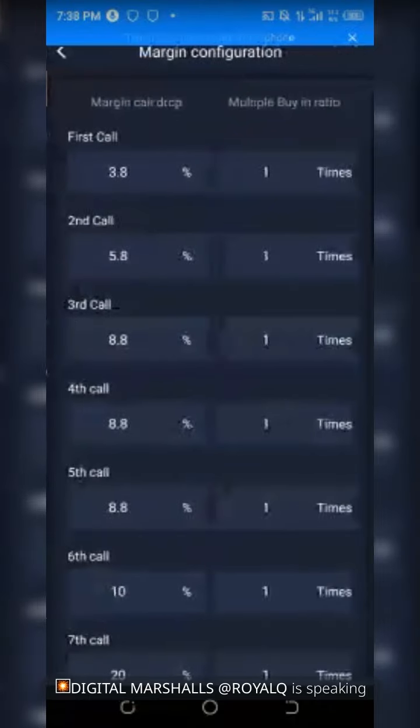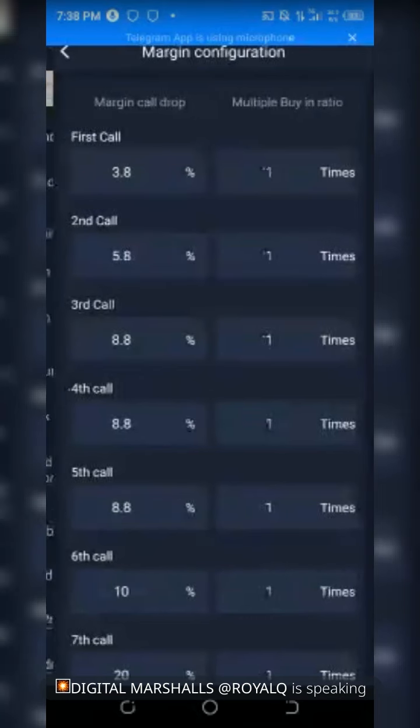This means that if the robot comes to buy this first call, which is 3.8%, and the market drops by 1% after it triggers it, it should execute my order for me. So that's the buy-in callback. After it has sold and it wants to buy, it should drop by 1% more before it buys this 3.8% that it has already triggered. So that's what the buy-in callback means.